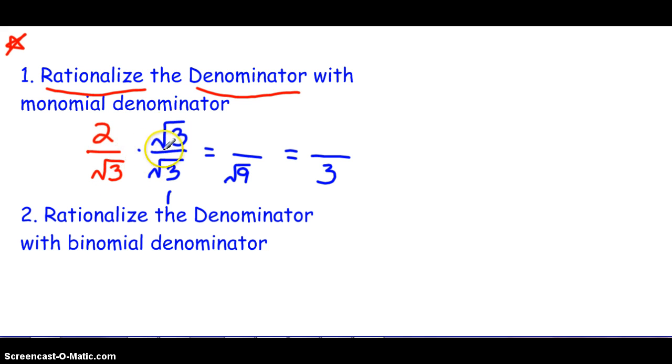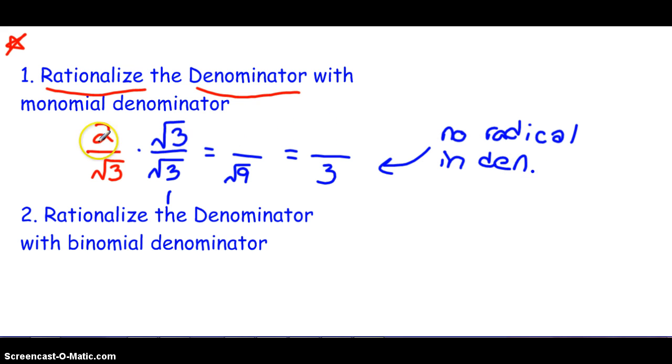So if I multiply by square root of 3 over square root of 3, I will not have a radical anymore in the denominator, which is what I wanted. No radical in the denominator. And I will have one left in the numerator, but that is okay. It is right in the math world to leave a radical in the numerator, but not in the denominator. All right? So no radical in denominator. That is what I'm going for.